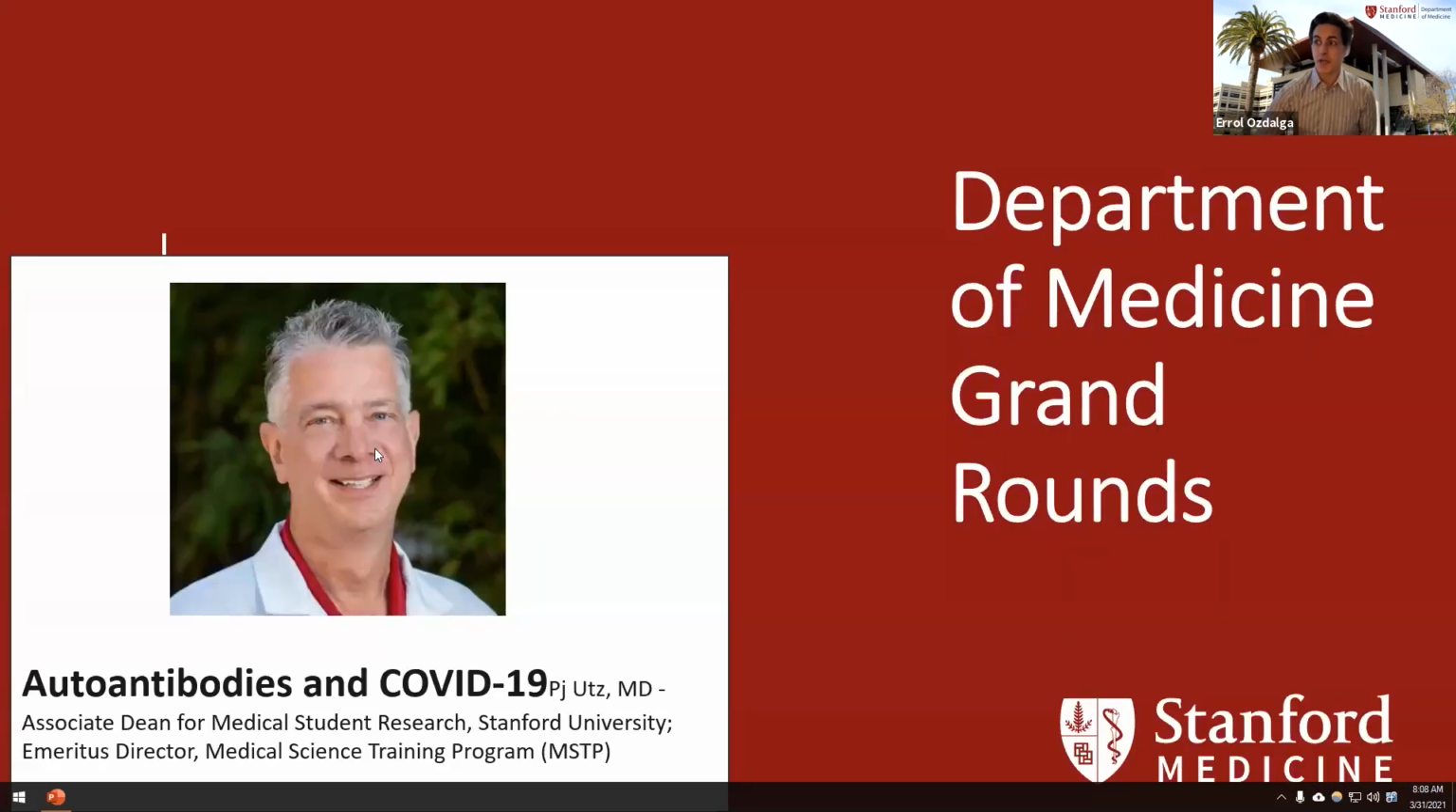But for today, we have Dr. PJ Utz. Dr. Utz is a professor of medicine here at Stanford University. He's the Associate Dean for Medical Student Research and Scholarship. He's a Director Emeritus of the Medical Science Training Program, MSTP program here at Stanford. He's a Program Director for the Accelerating Medicine Partnership Leadership Center for Rheumatoid Arthritis and Systemic Lupus.